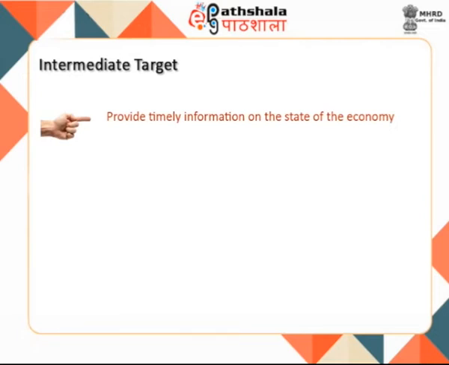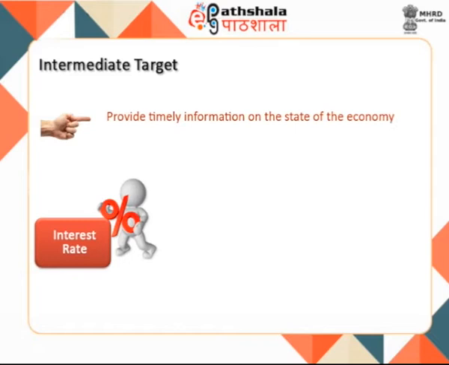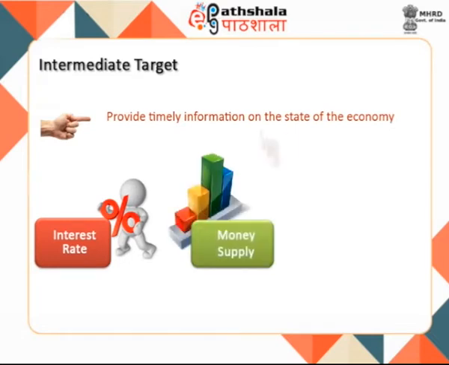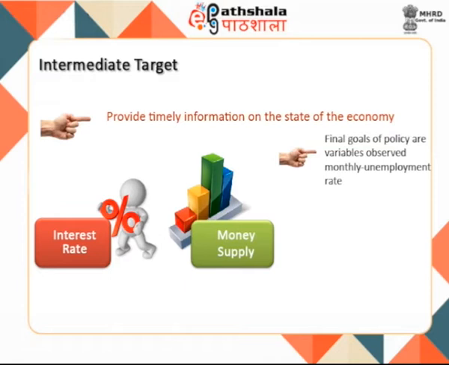Another view is that intermediate targets provide timely information on the state of the economy, and the RBI's success or failure at achieving those targets is useful information for the RBI. According to this view, it is no surprise that the RBI's choices of intermediate targets have been variables such as the interest rate, observed every few seconds, and the money supply. The final goals of policy are variables observed monthly, in the case of the unemployment rate. Since the intermediate target is observed more frequently, it enables the RBI to achieve its goal on time.